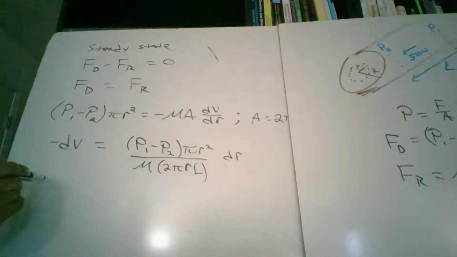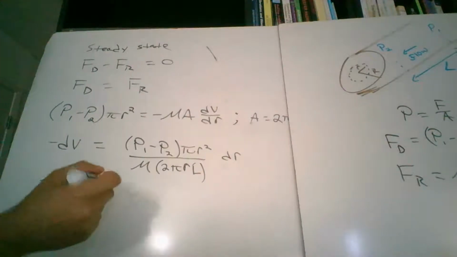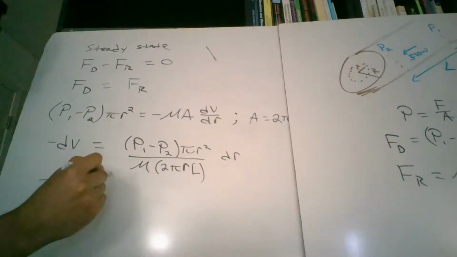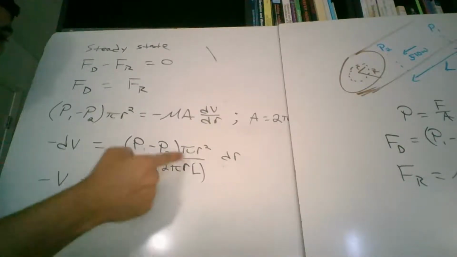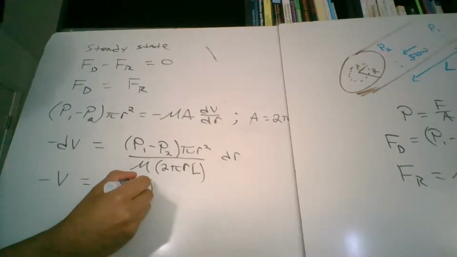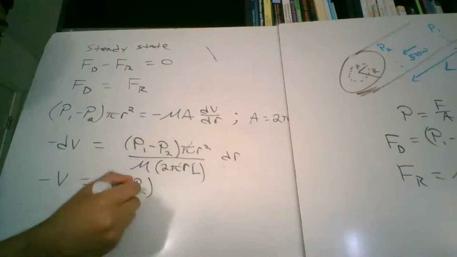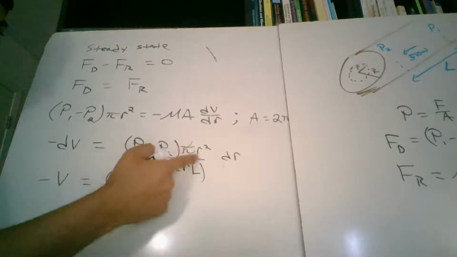So what we're going to end up with over here is negative v. And over here, I'm not going to take the definite integral, I'm just going to take the indefinite integral, so I'll add a plus C to it, because you don't actually ever see me do indefinite integrals, but I'll do it for this one. So over here, we're going to have P1 minus P2. One of the r's cancels out. Oh, the pi's cancel out as well. So we get r in the numerator.